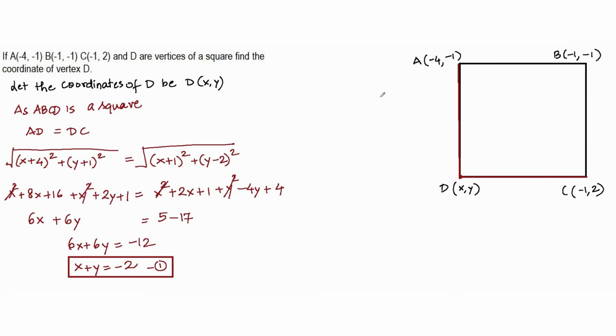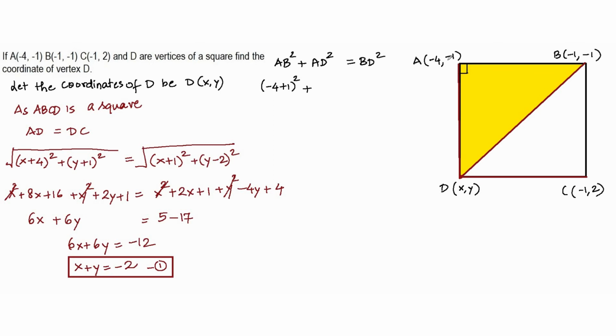Now I need to get one more equation. So for that I am going to apply Pythagoras theorem. Because I know that ABCD is a square, I can say that this particular triangle is a right angle triangle, right? Where this particular angle is equal to 90 degrees. And therefore, I can say that AB square plus AD square is going to be equal to BD square. So using distance formula, I can now find AB square.